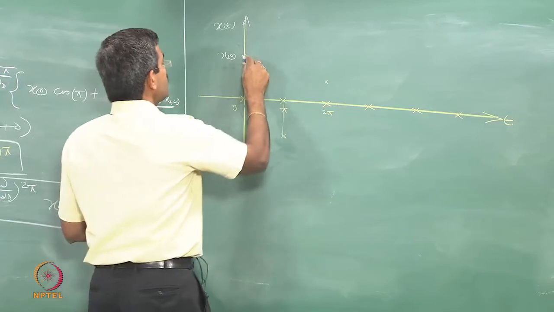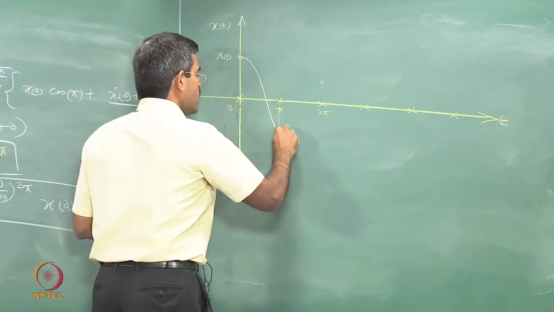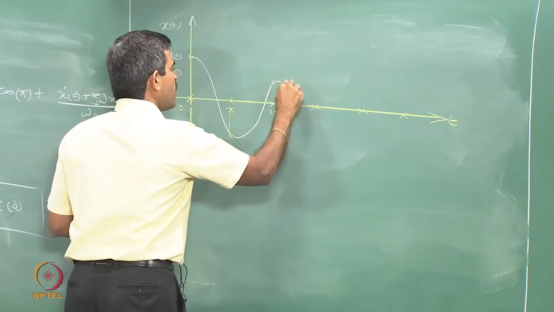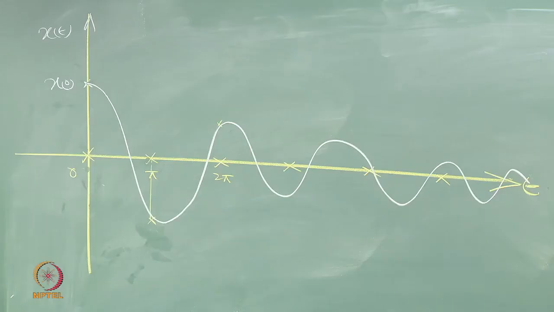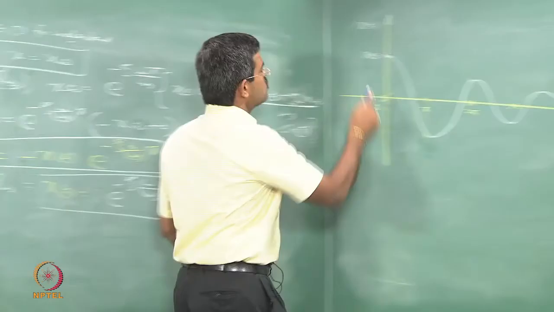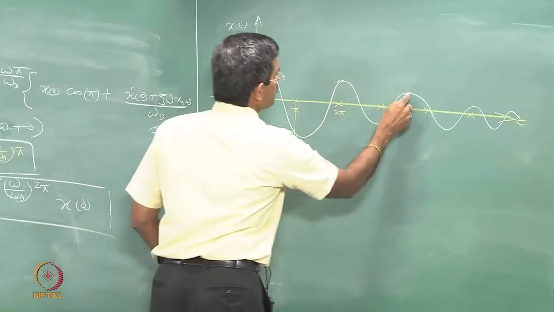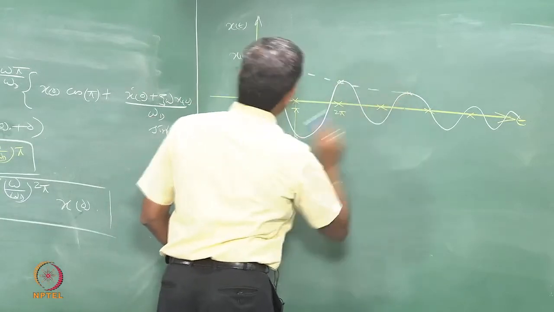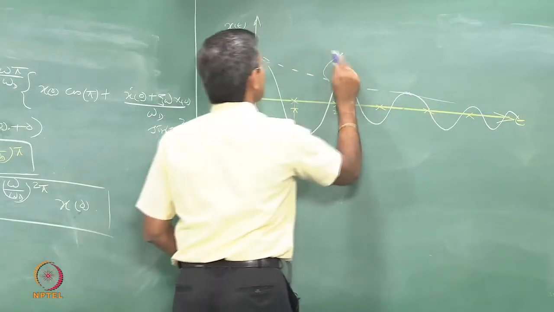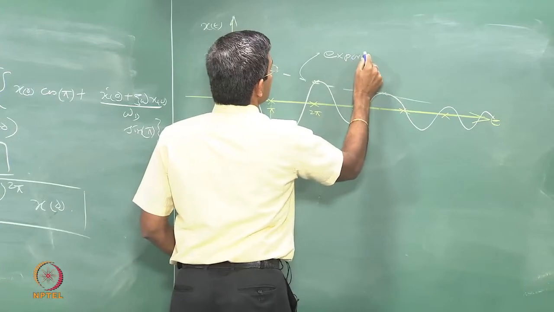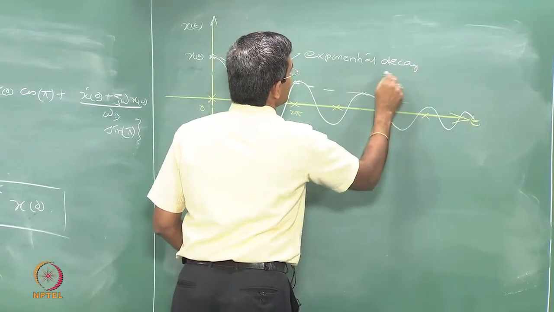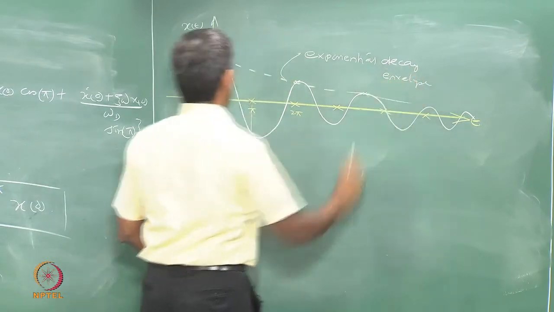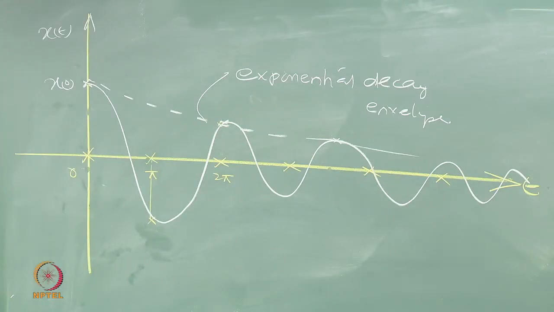So, if you try to plot, come to 0, okay. So, if you join the positive amplitudes of all, you will see there is an envelope generated, this is what we call it is an exponential, it is not a linear line, it is an exponential decay.